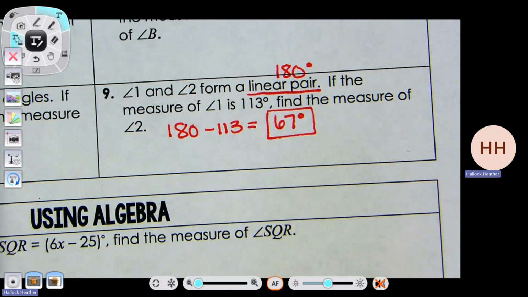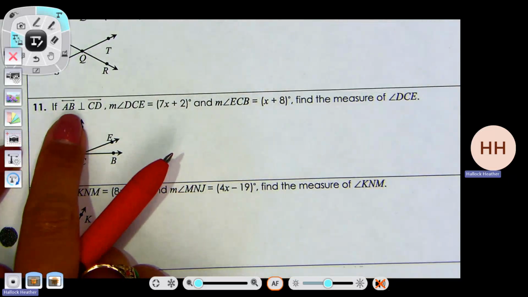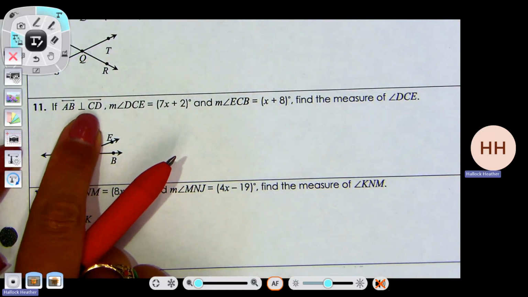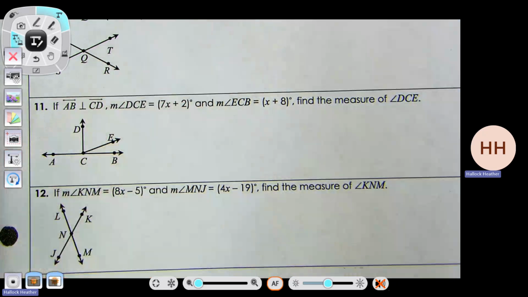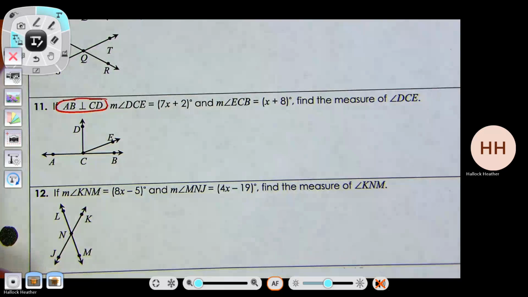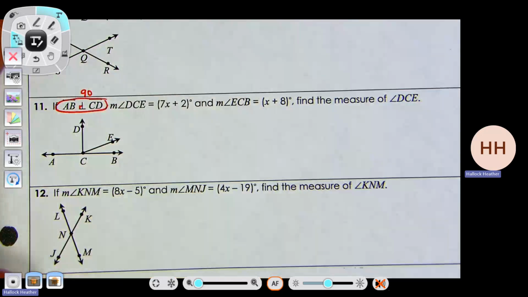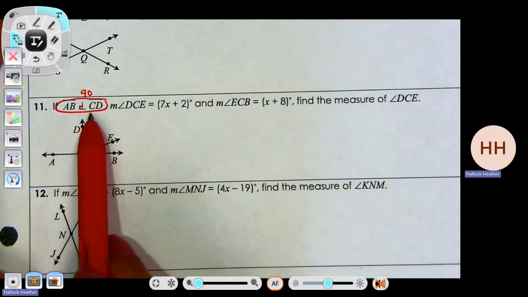So for number 11, just like on Friday, I'm going to take my information and put it in my picture. So 11, what is that? 11 says if line AB is upside down capital T, which you're like, what the heck is that? We talked about that last week. Does anybody remember what the little thing means? Perpendicular, which is how much in degrees? It's 90 degrees. So it's saying it's a perfect little 90-degree angle. So AB is perpendicular to CD.